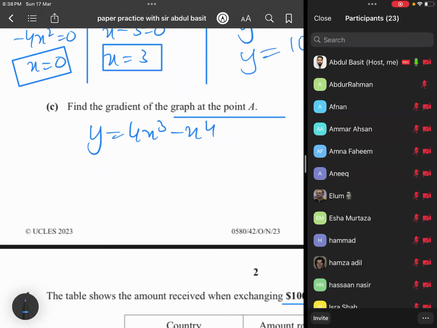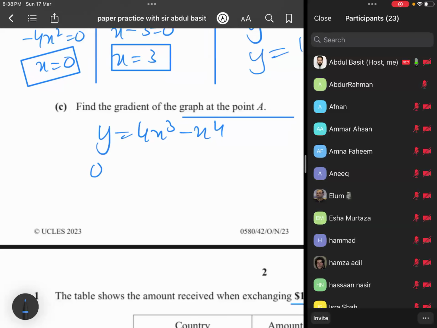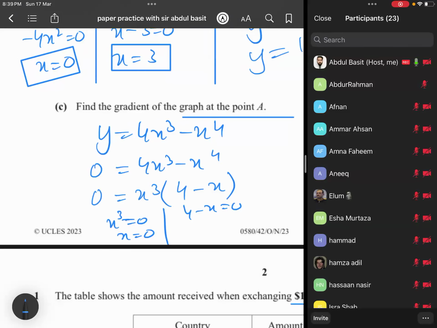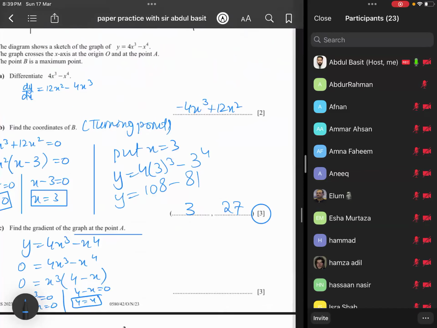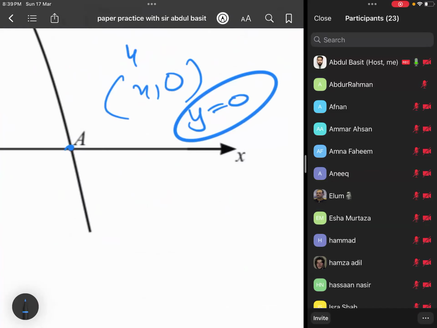Now, beta, we need to find out the gradient at the point A. We know that y is equal to 0, 4x cube minus x power 4. Yes or no? Yes sir. Beta, can I take x cube common? So it would be 4 minus x inside. Yes sir. It means that x cube equals 0 means x equals 0, and 4 minus x equals 0 means 4 equals x. Agree? It means that at point A, the value of x is 4.